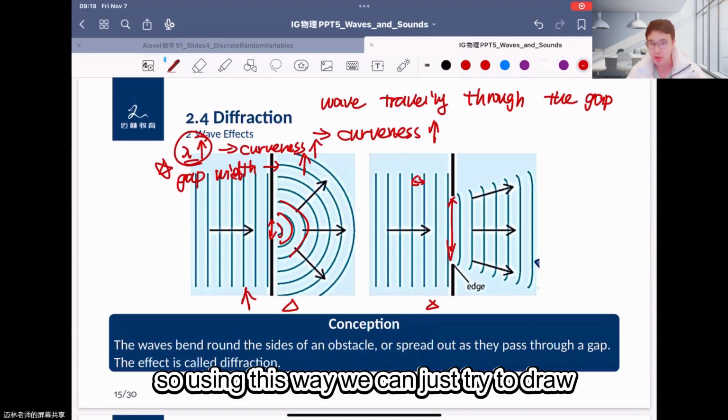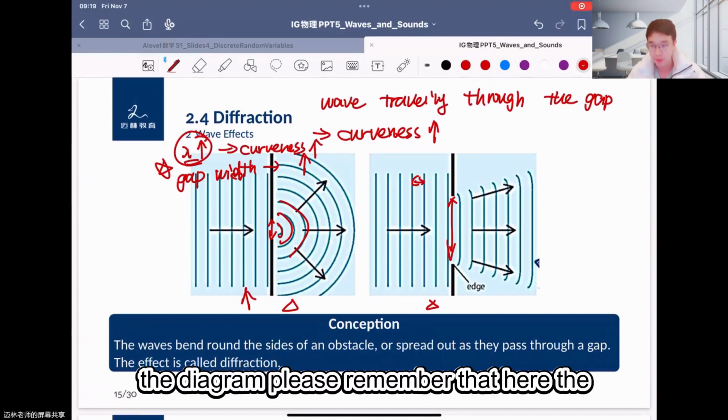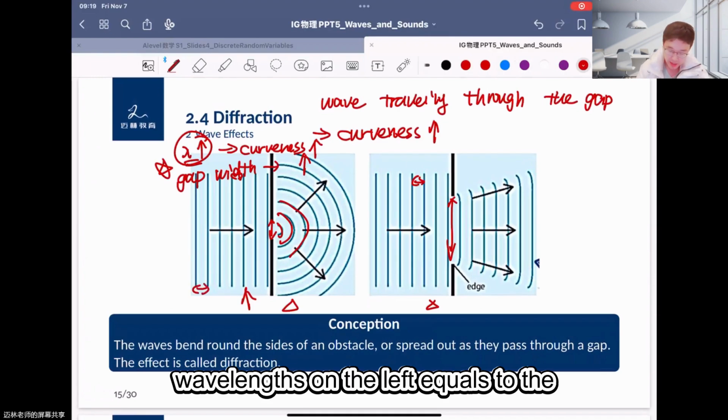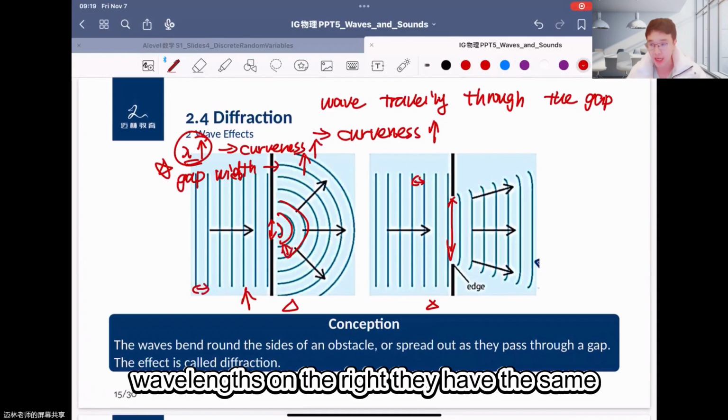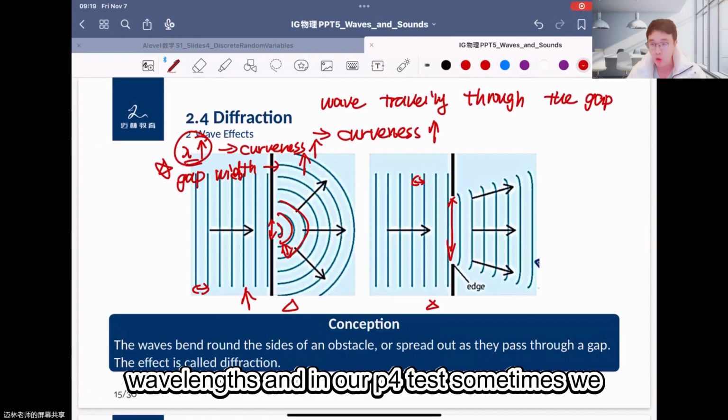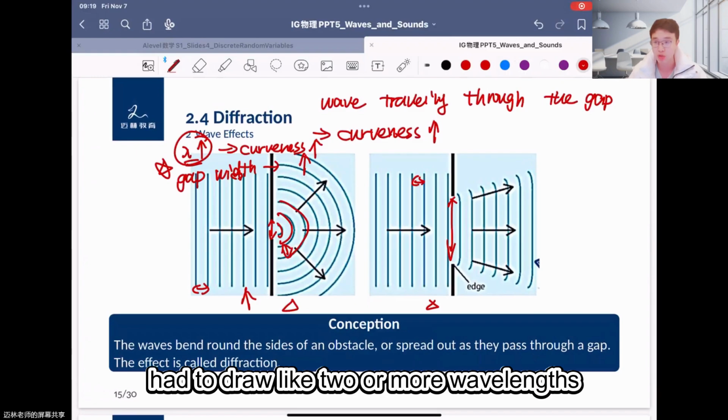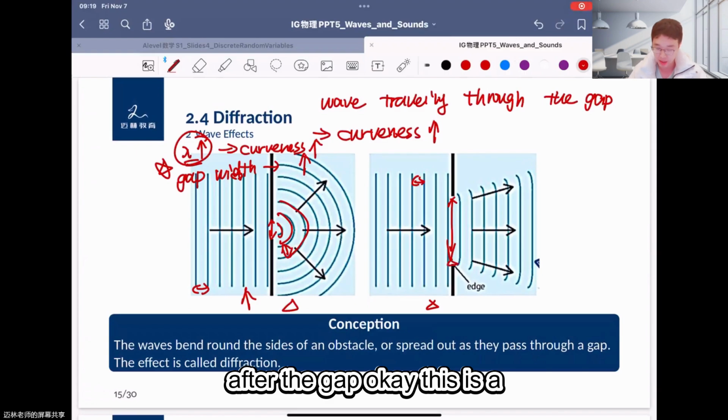So using this way, we can try to draw the diagram. Please remember that here, the wavelength on the left equals the wavelength on the right, okay? They have the same wavelength. And in our P4 test, sometimes we have to draw two or more wavefronts after the gap, okay? This is a requirement in our test, okay?